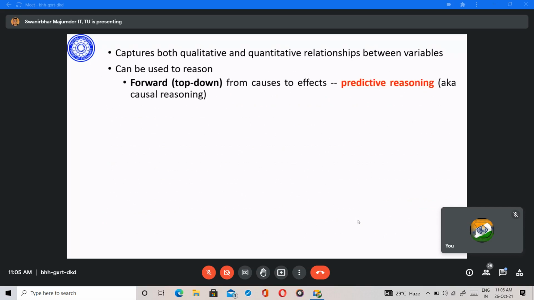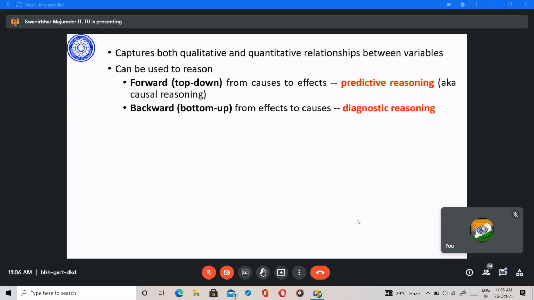It is called predictive reasoning, meaning you are predicting something, or it is called causal reasoning. Causal, for those who have studied digital signal processing, means you have the inputs with you and some past idea, and you predict what the output will be. So that is predictive reasoning. It is called forward or top down, and similarly we have the reverse one, called backward or bottom up. There it is diagnostic reasoning, like the one I discussed earlier.